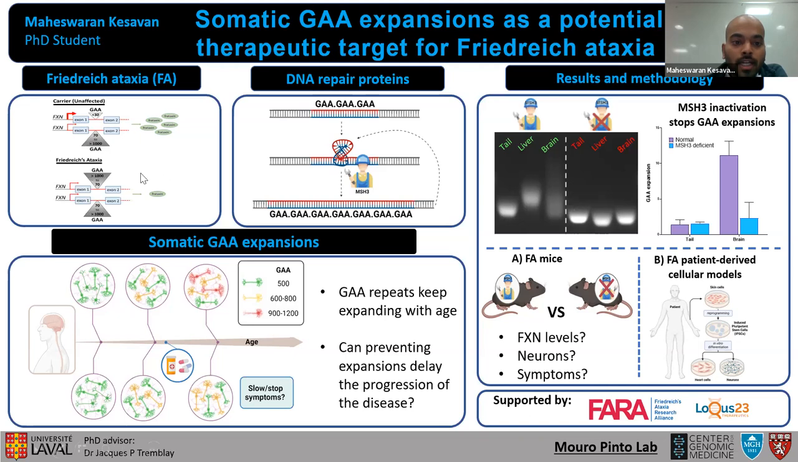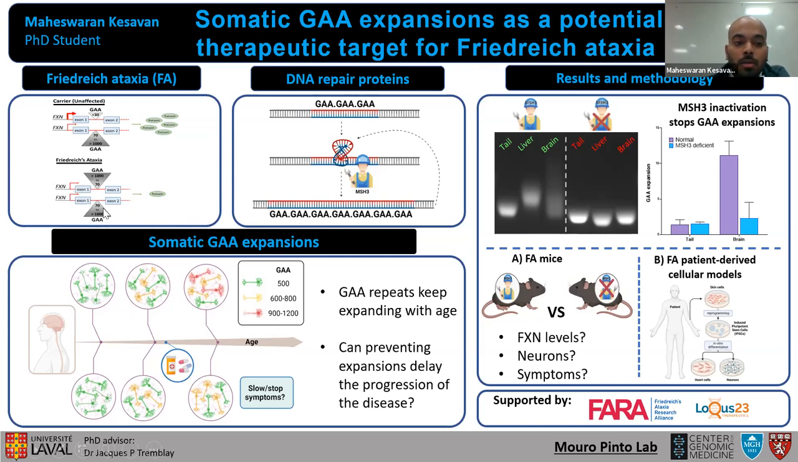As we all know, the GAA expansions in Friedreich ataxia cause the frataxin protein to be lowered and in turn lead to FA. These GAA repeats vary from 70 to 1700 repeats. The longer the GAA repeats, the less protein is made, and that leads to earlier onset of the disease.